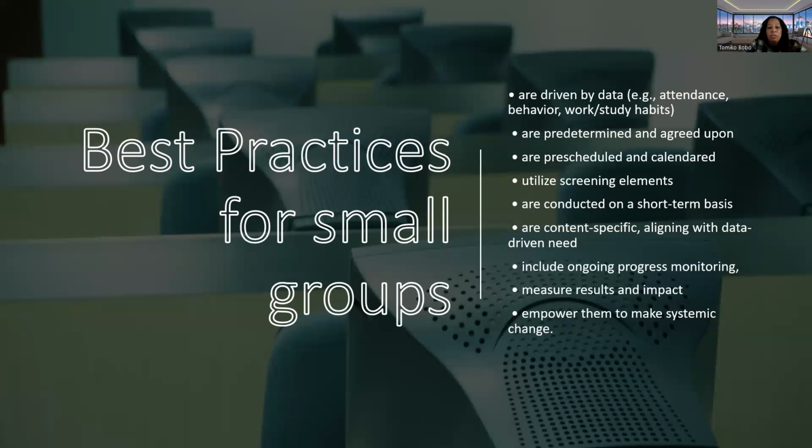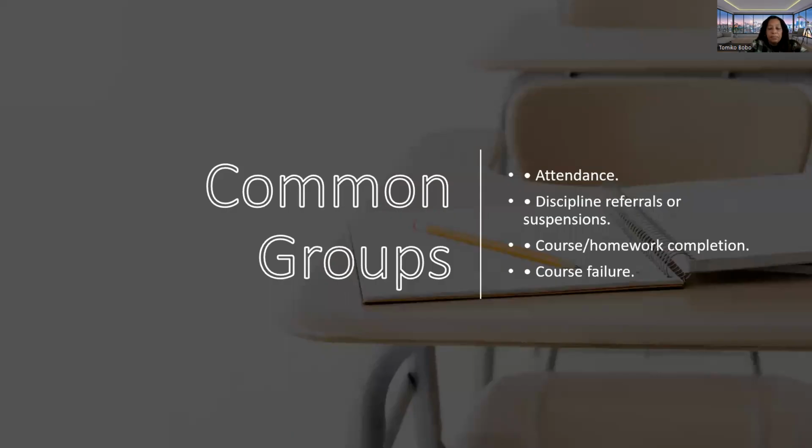You're going to measure results and the impact that the lessons had. What did you need to change? What went well? What were the strengths? What were the weaknesses? And empower them to make a systematic change. Here are some examples of common groups that were listed in the book: attendance, discipline referrals and suspensions, courses, homework completion, and course failure.